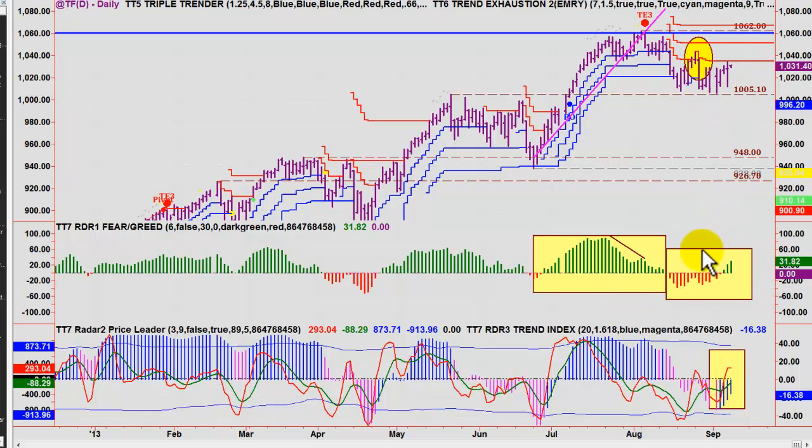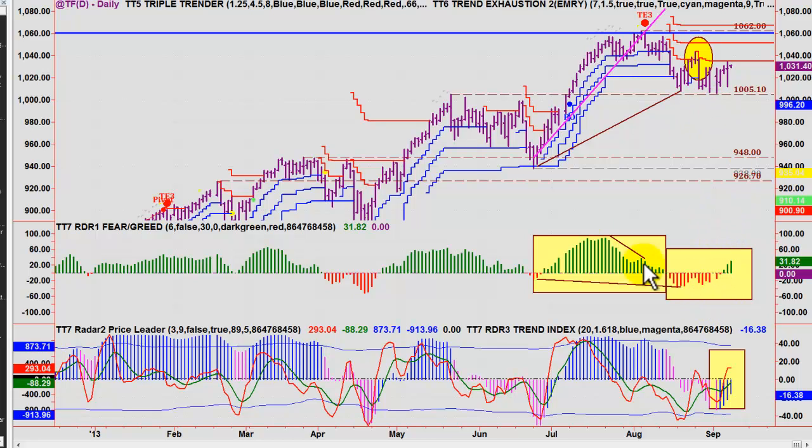When you look at this pullback, I don't see a lot of selling. In fact, I do see a pullback divergence right here, with lower lows in the oscillator and higher lows in the price. So this leads me to believe that we do have more upside potential in the Russell.